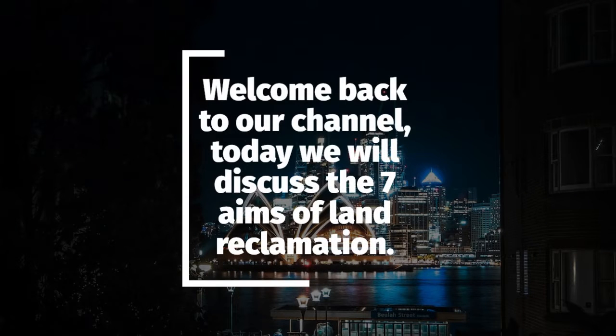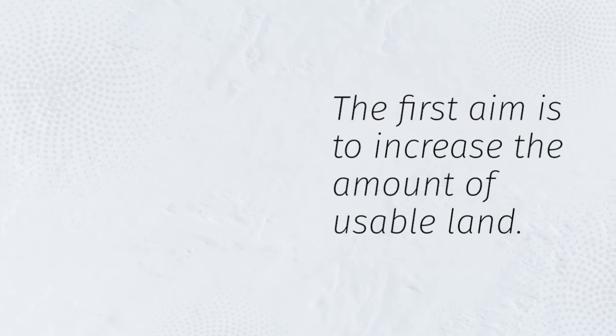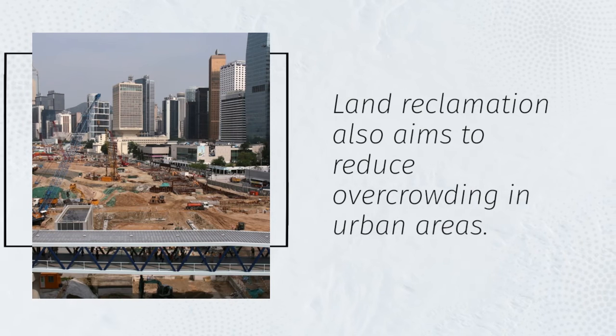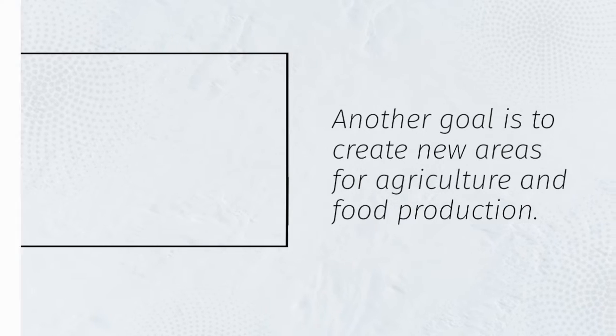Today we will discuss the 7 aims of land reclamation. The first aim is to increase the amount of usable land. Land reclamation also aims to reduce overcrowding in urban areas. Another goal is to create new areas for agriculture and food production.